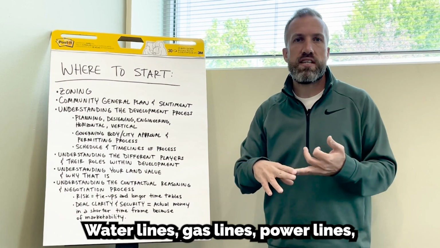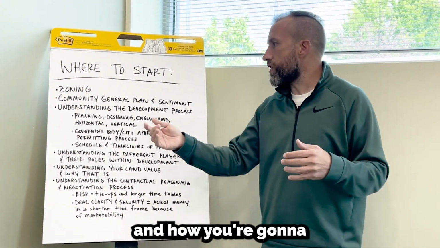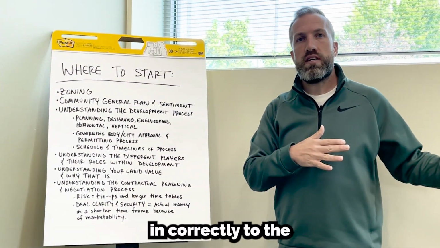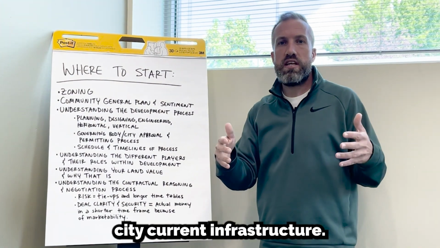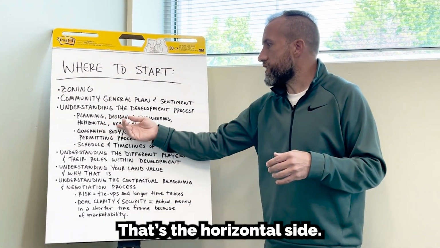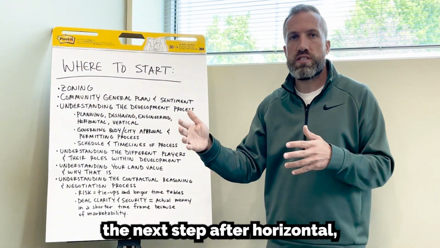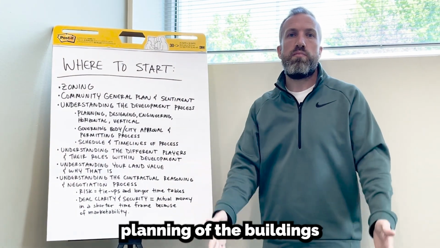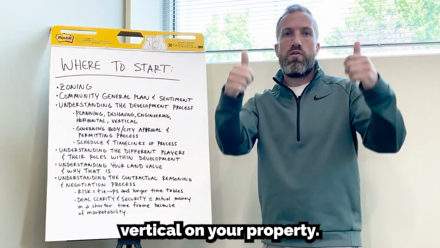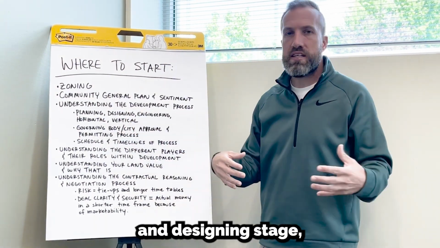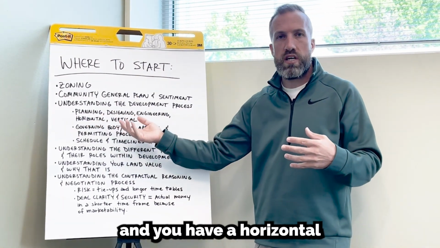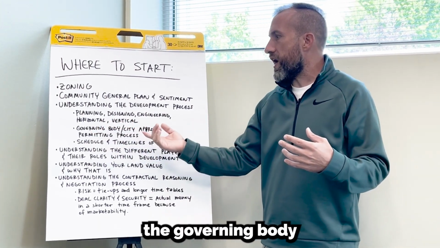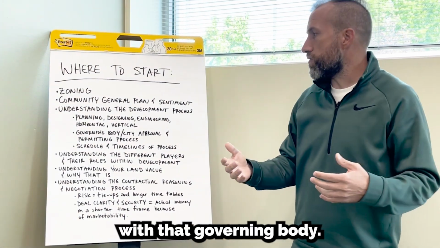Water lines, gas lines, power lines, and how you're going to take your plan live and make sure that it hooks in correctly to the city's current infrastructure. That's the horizontal side, and then you'll want to understand the next step after horizontal is your vertical, and it's the structural planning of the buildings and what's actually going to go vertical on your property. So you have a planning and designing stage, you have an engineering stage, and you have a horizontal and vertical stage. We also want to understand the governing body and what the process is with that governing body.